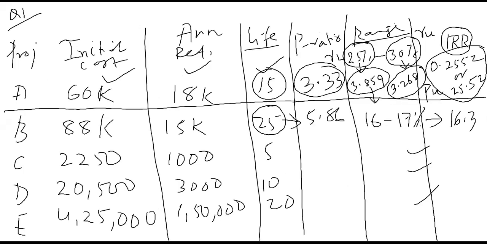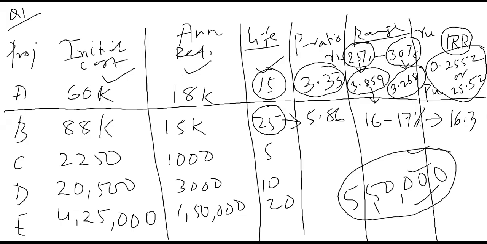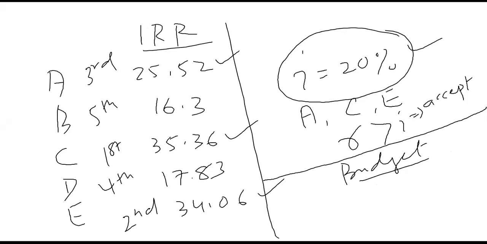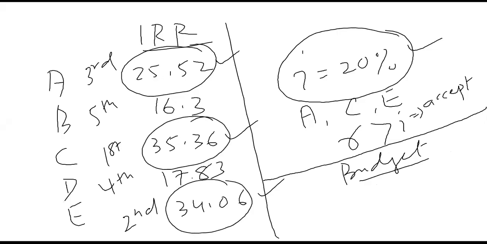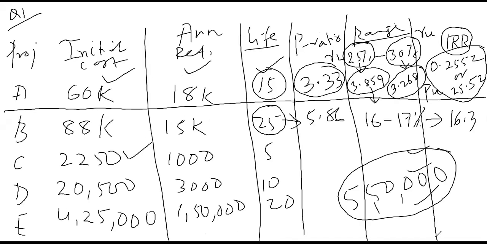For example, suppose your overall budget is 5,50,000. In this case, which projects will get selected? First, we have three projects which satisfy the R greater than I criterion. Again, you have to see their cost because your cut-off budget is 5,50,000. You have to rank them first. So the C project cost of 2,250 can be taken.